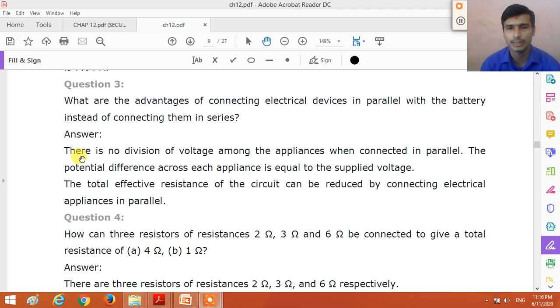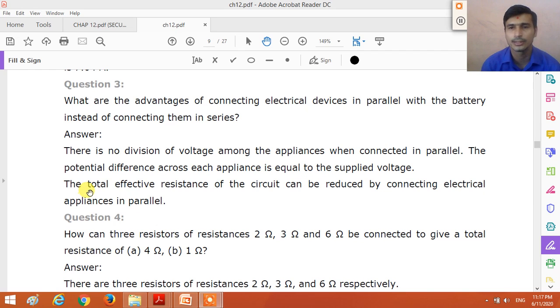What is the first advantage? There is no division of voltage among the appliances when connected in parallel. The potential difference across each appliance is equal to the supply voltage, right? So the same amount of voltage is supplied to each appliance.